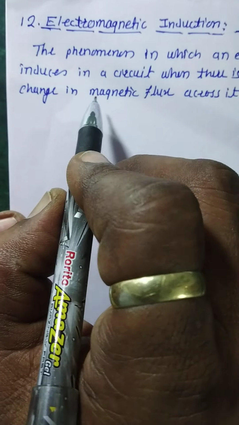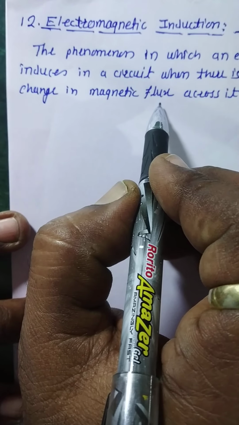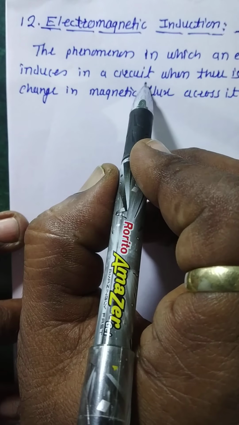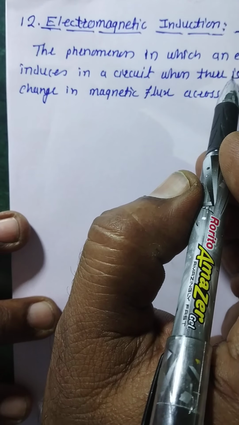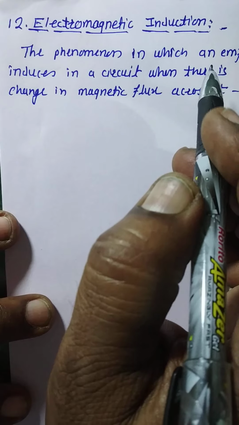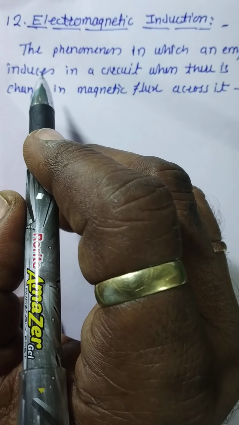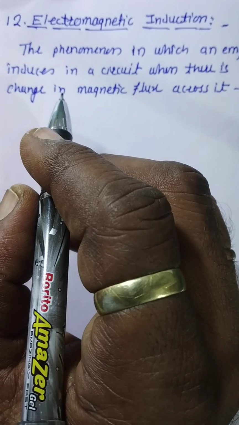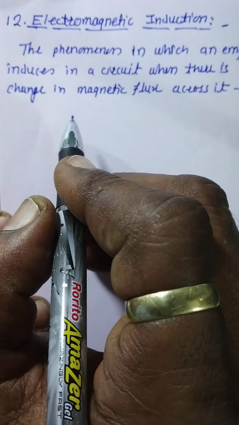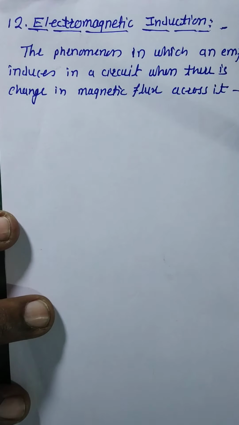म्हणजे जर समजा एखाद्या क्लोज्ड सर्किटचं मॅग्नेटिक फ्लक्स चेंज केलं, तर त्यामध्ये EMF इंड्यूस होतो. See here, the phenomenon in which an EMF induced in a circuit due to change in magnetic flux linked across that circuit is called as electromagnetic induction.